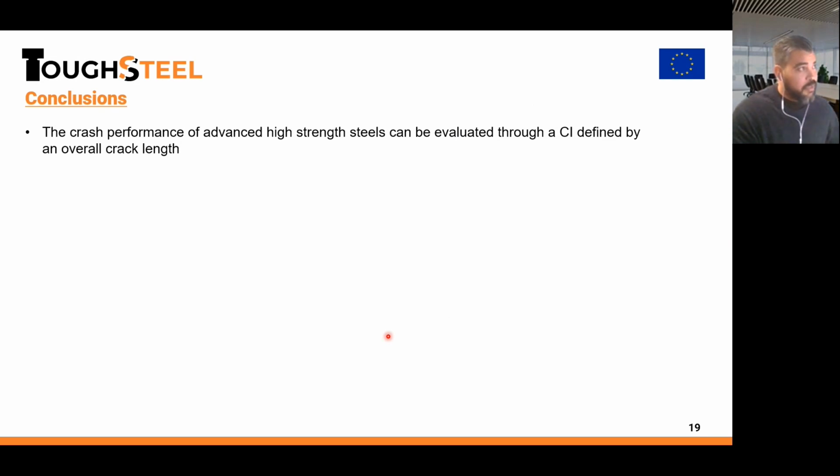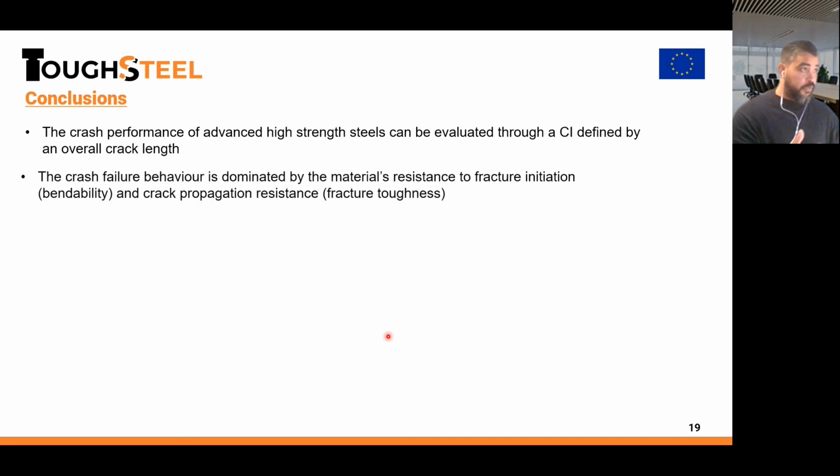Okay, to conclude the presentation, this is a summary of conclusions from all these research works. First, we have seen that the crash performance of advanced high-strength steels can be effectively evaluated through a crash index, which is defined according to an overall crack length. Then the crash failure behavior is dominated by the material's resistance to fracture initiation, which is well defined by the bendability, by the bending angle measured from the bending test, but also by the crack propagation resistance, which is well measured by the fracture toughness.